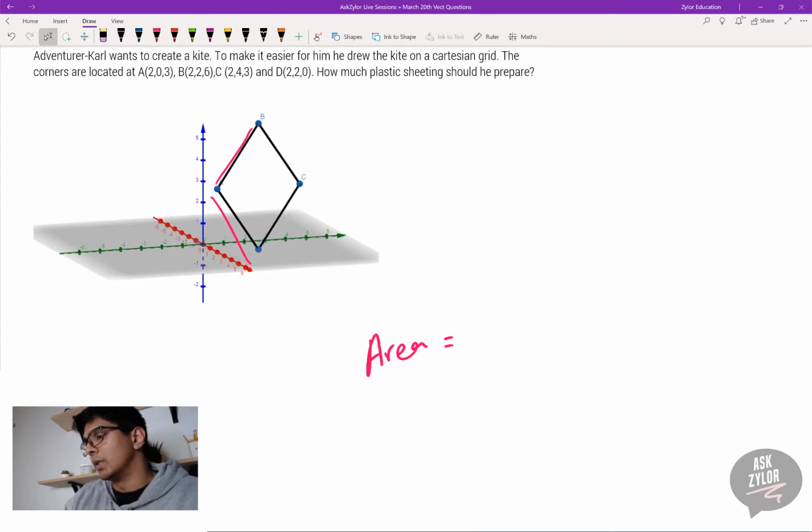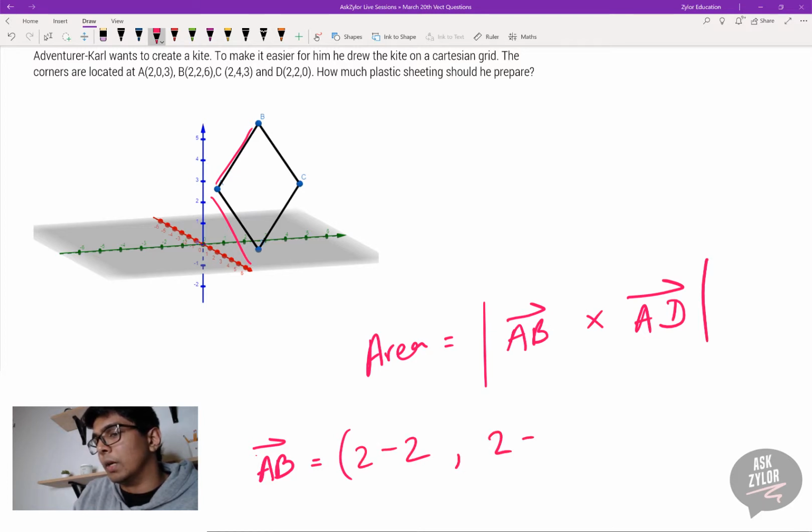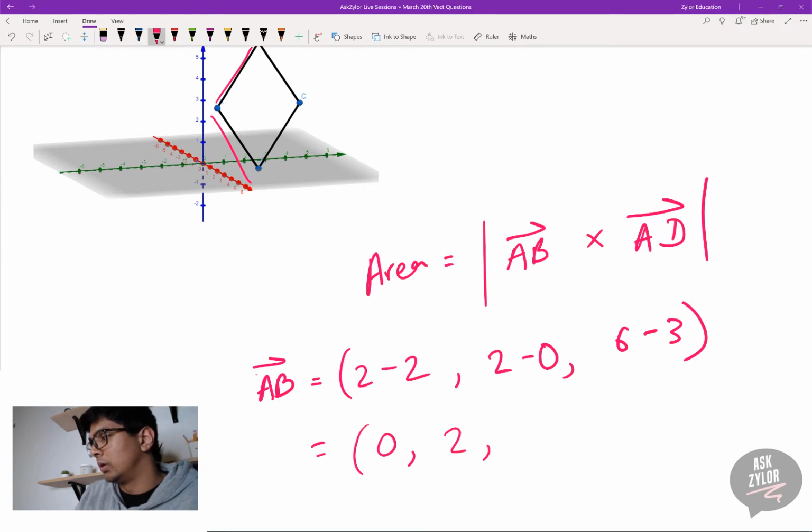So my area is going to be the magnitude of this cross product. So I have AB cross with AD. And AB is going to be, I need to find that vector because I haven't been given that. So I'm going to do B minus A essentially. So it's going to be 2 minus 2, 2 minus 0, and then 6 minus 3 from these 2 points. So this gives me 0, 2, and 3.